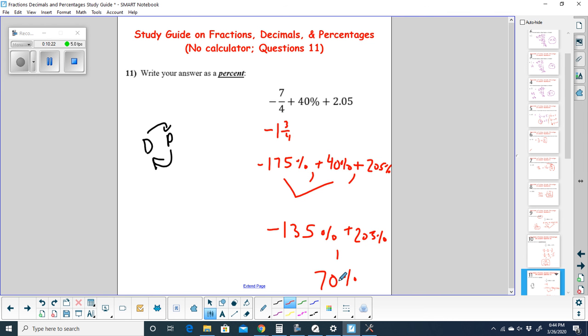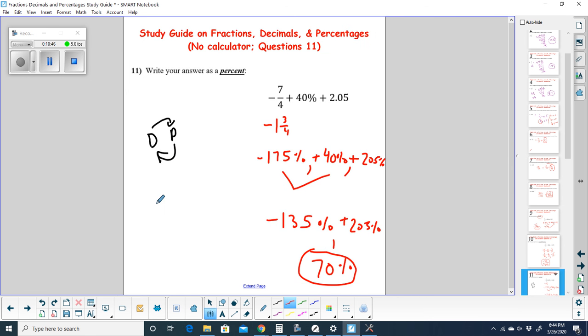And my wife's calling me, so I'm going to answer the phone. No, I'm not going to answer the phone. I'm going to send her a quick text. I am making a video. There you go. See, real life happens. 205% minus 135% is 70%. Sorry about that, folks.